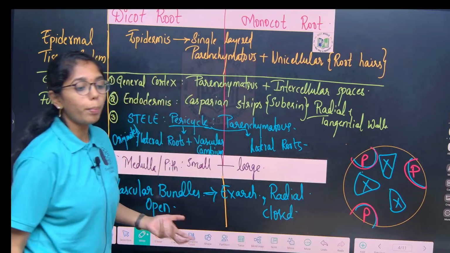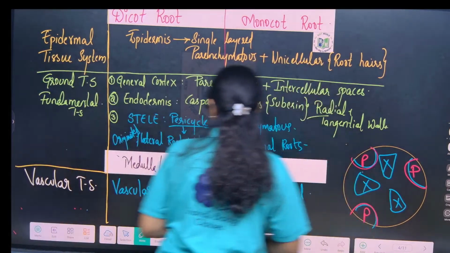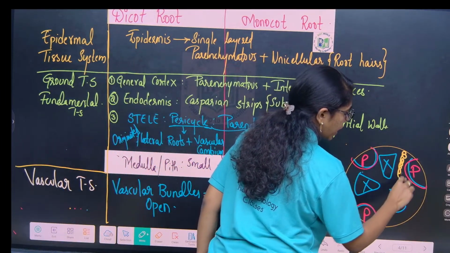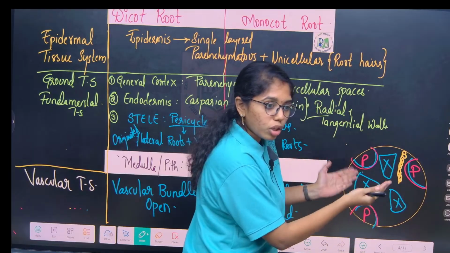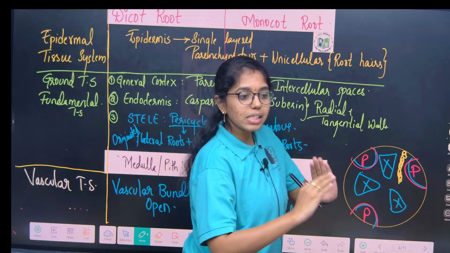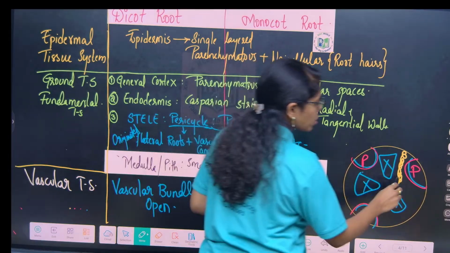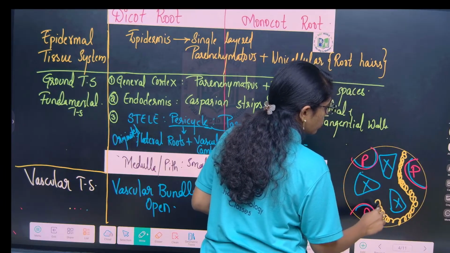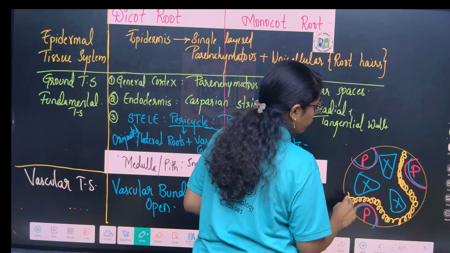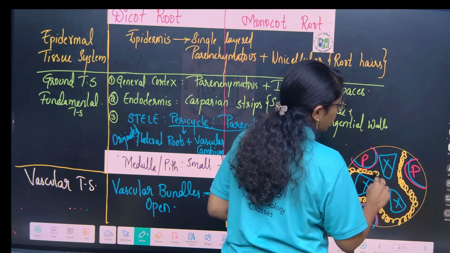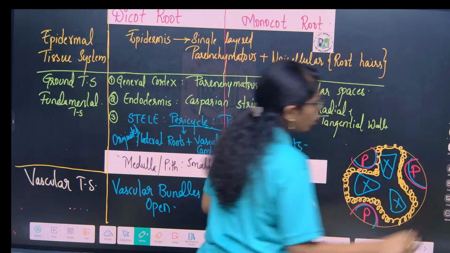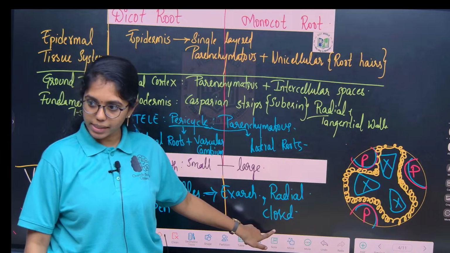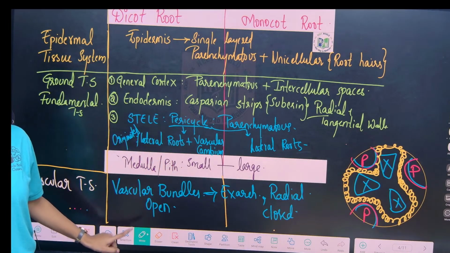What is meant by open? If there is a cambium present in between xylem and phloem, which increases the girth of the vascular bundles, which increases the girth of the plant. If there is a vascular cambium present in between xylem and phloem, then that is called what? Open type of vascular bundles. If there is no cambium between xylem and phloem, it is called what? Closed type of vascular bundles. It is closed in monocots because vascular cambium is absent. It is open in dicots. Clear? Yes or no?